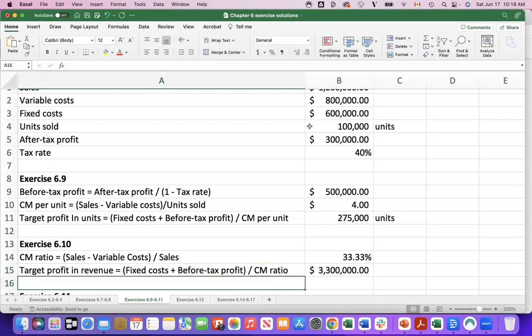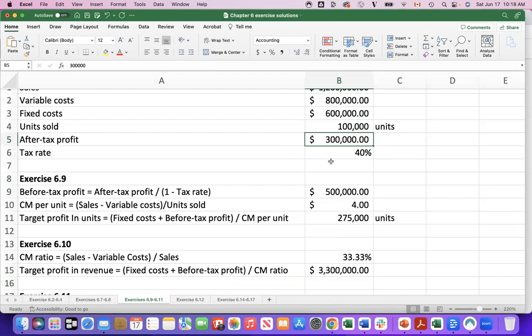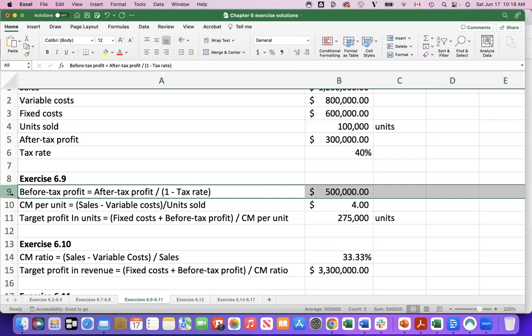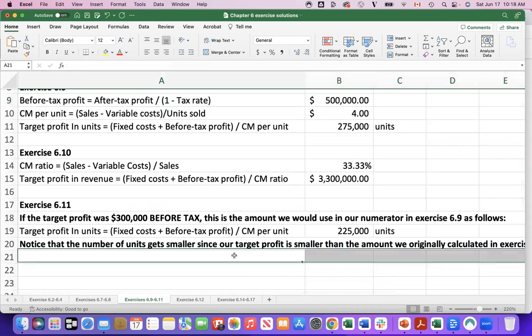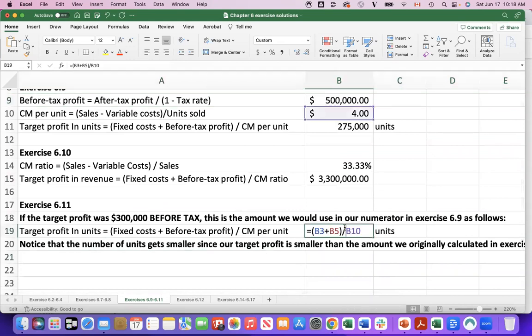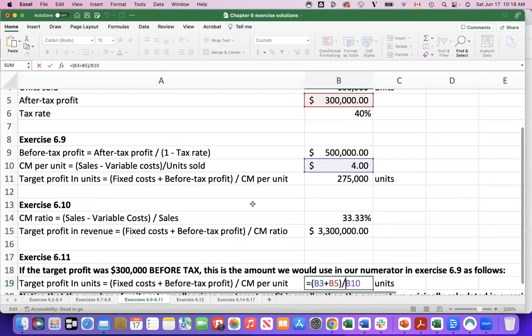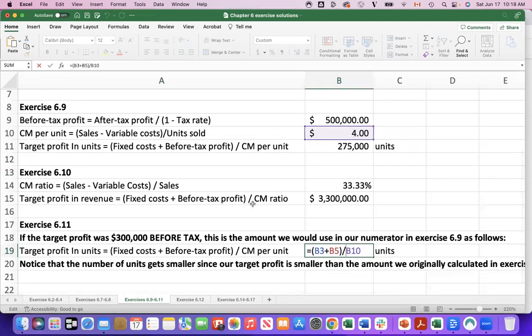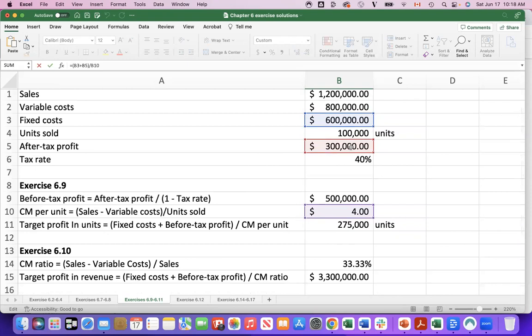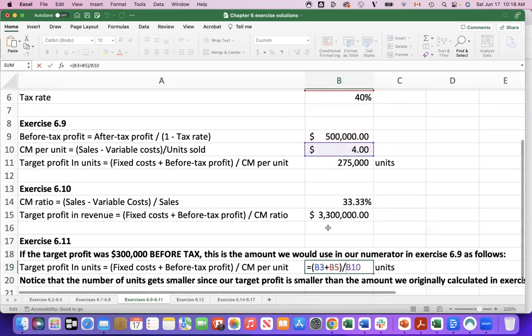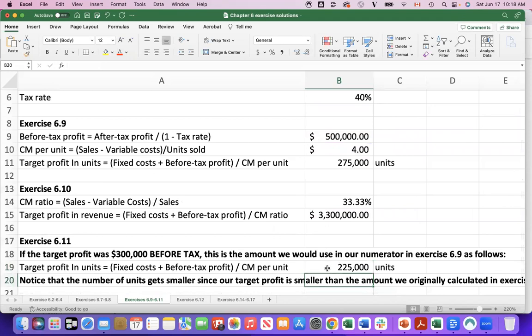And if the 300,000 in the original question stem was the before tax target profit, then we don't have to do this calculation. It's already in before tax dollars. So what we would do is plug in 300,000 for our formula for target profit in units. It's the fixed costs of 600,000 plus, in this case, before tax profit of 300,000, so 900,000. Divide that by the contribution margin per unit. Now our number of units to sell in order to achieve that profit is 225,000.